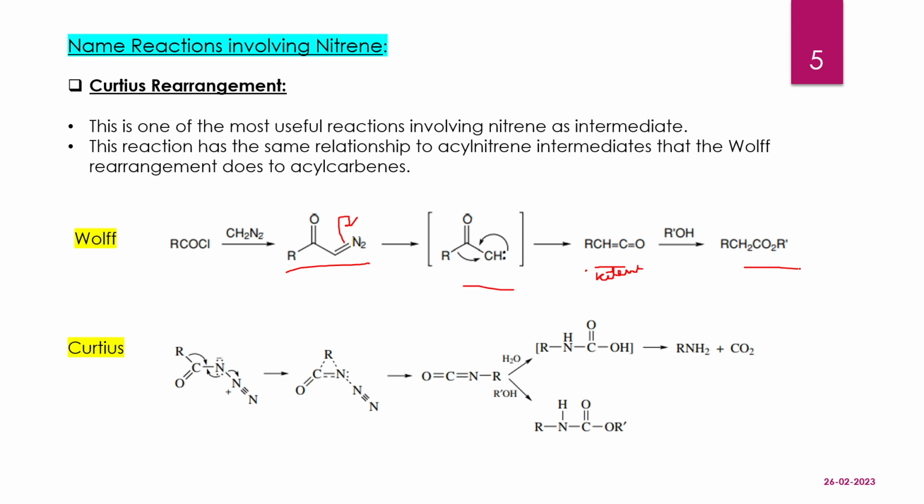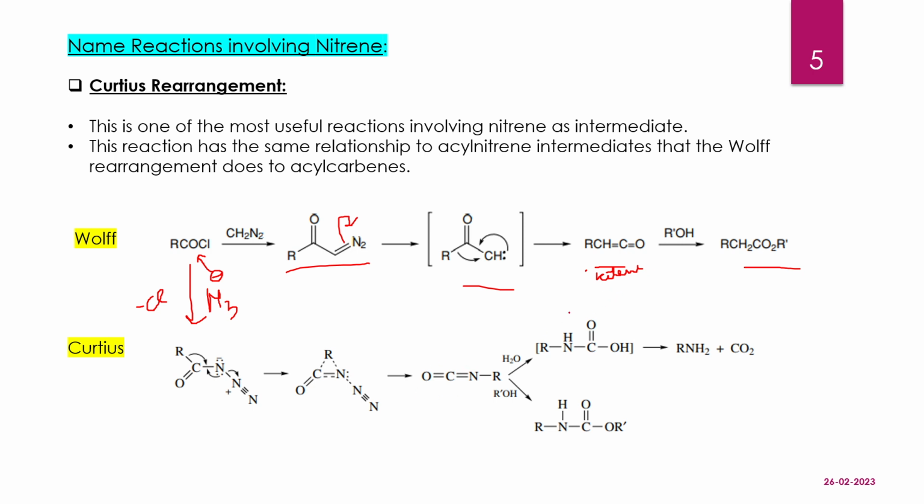So similarly, in the case of the Curtius rearrangement, instead of diazomethane, we are adding N3 minus. If we react this one with N3 minus, it will attack here, and Cl minus will get removed, and we will get this type of product. This undergoes a rearrangement where the adjacent R group will shift to this nitrene atom, and N2 will get removed from the system, giving us this type of intermediate.